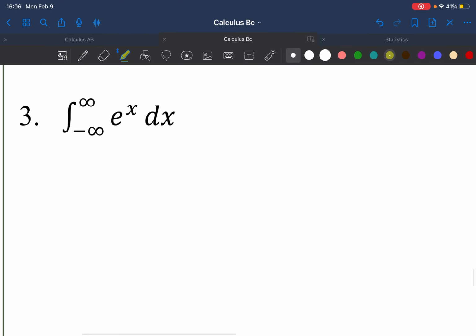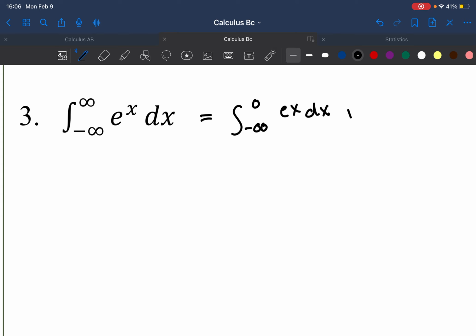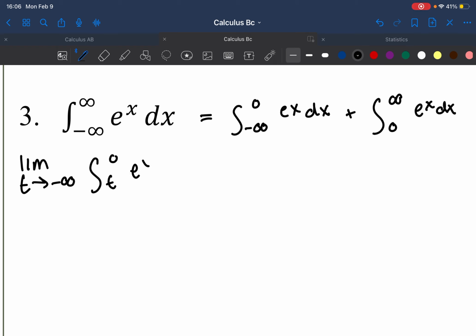So looking at number 3, we could write this as the integral from negative infinity to 0 of e to the x dx, plus the integral from 0 to infinity of e to the x dx. Then we could take the limit as t approaches negative infinity of the integral from t to 0 of e to the x dx, plus the limit as t approaches positive infinity of the integral from 0 to t of e to the x dx.